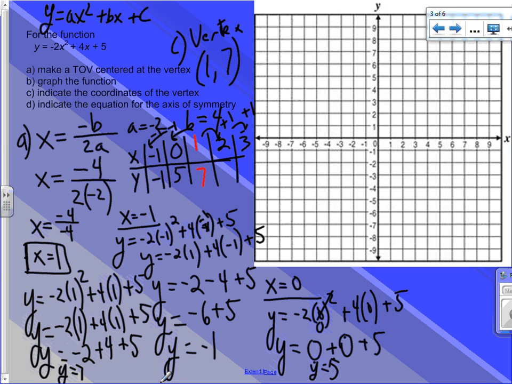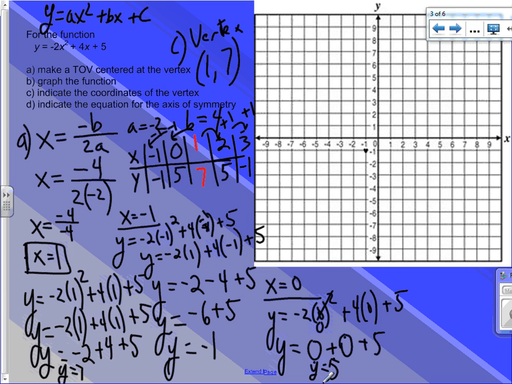Okay, now for the fun part. Finish the table and graph. First number is going to match the last. The second number is going to match the second to last, which means 2 is going to get paired with 5. We can now plot these 5 points on our coordinate plane. Negative 1, and then we'll connect.